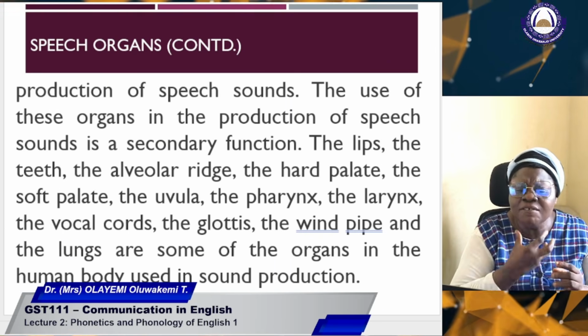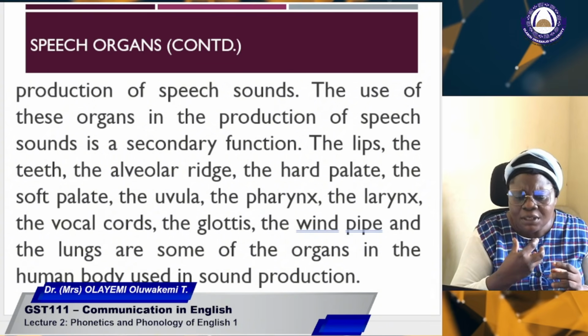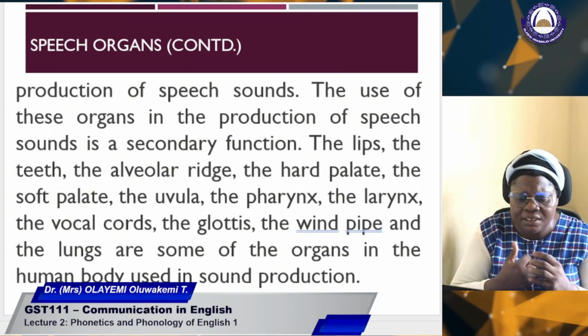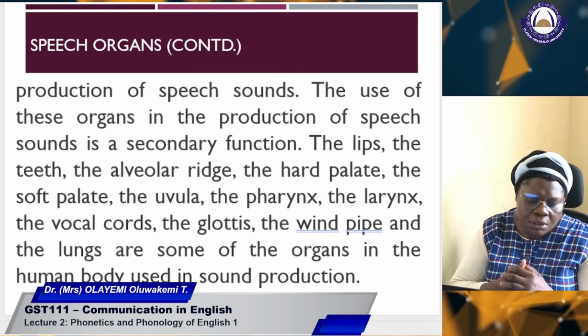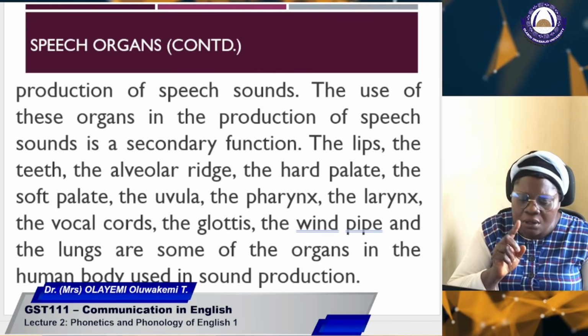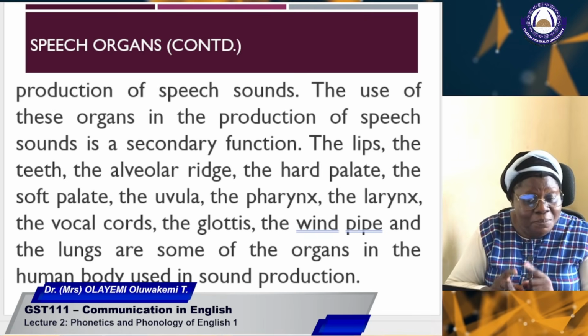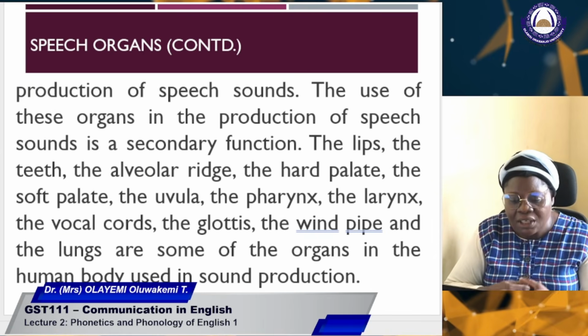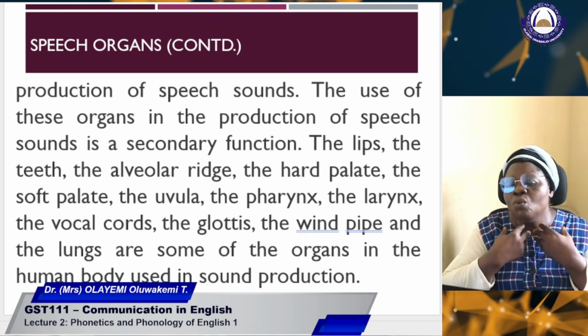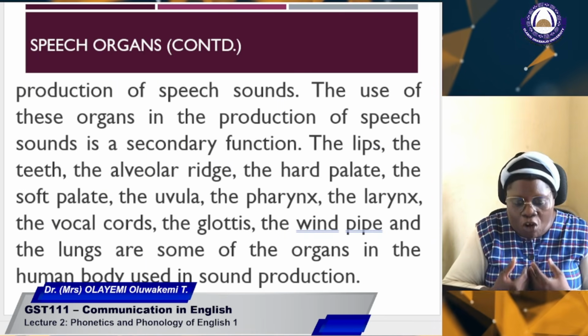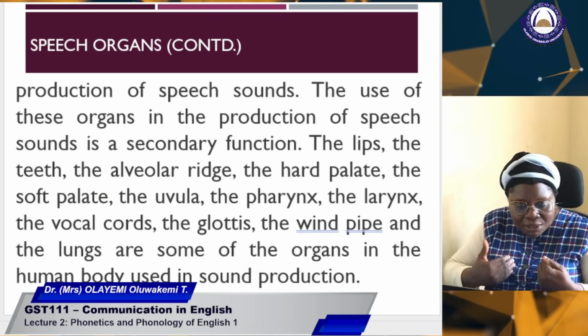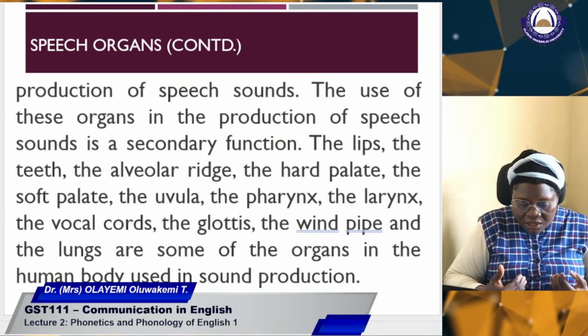And then we have the glottis. The glottis is the space between the vocal cords. The space between the vocal cords is called the glottis. And it also plays a very important role in speech production. Then going deep down, we have the windpipe, and then we have the lungs in the chest area. You can see me coming low, low, low. So we have the lungs too.